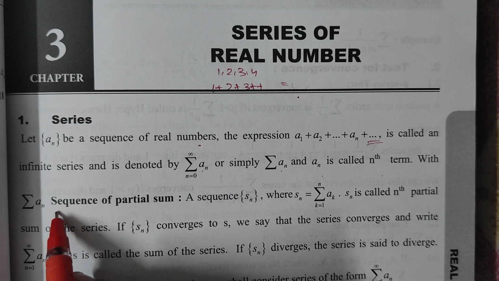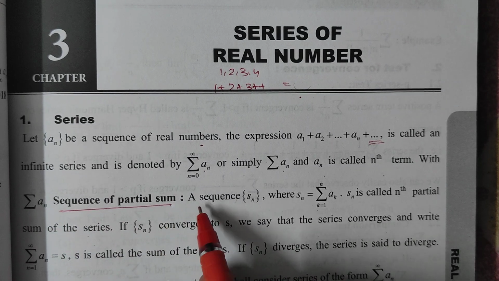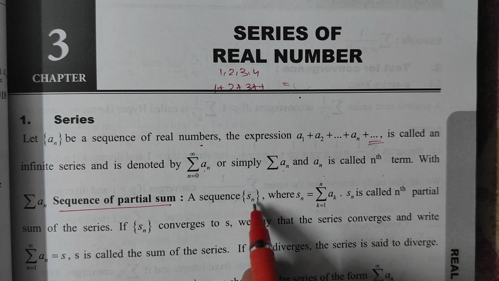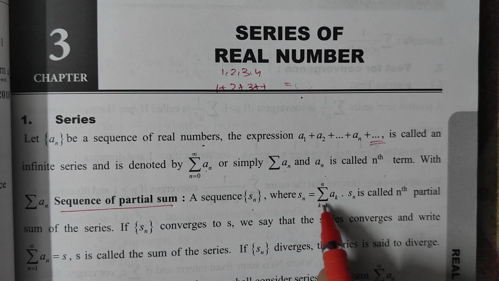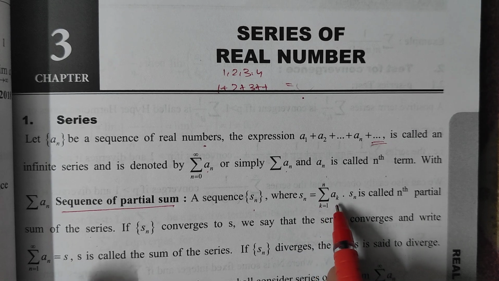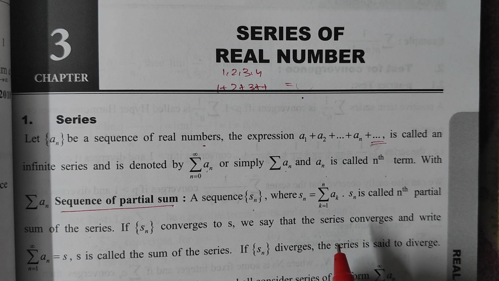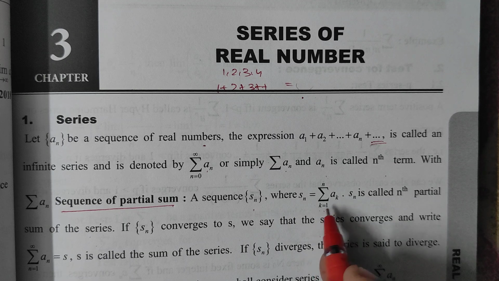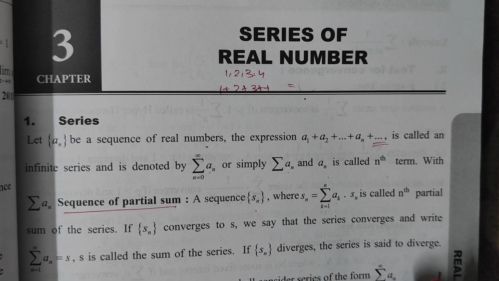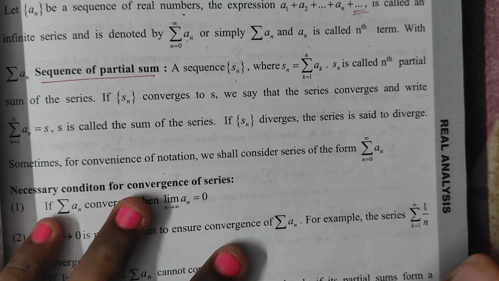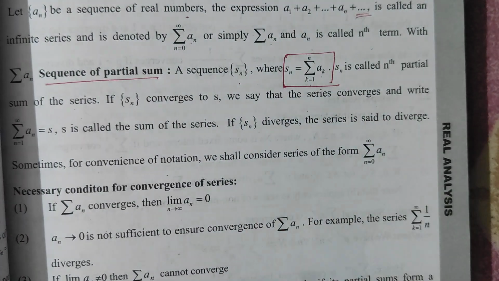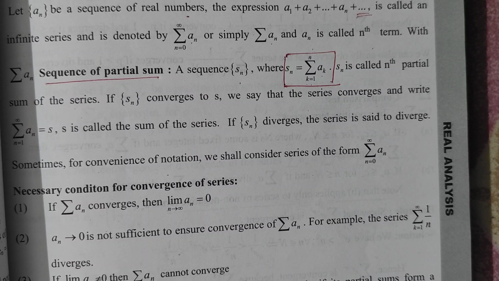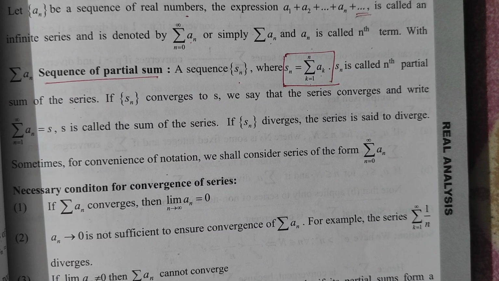We are going to see the sequence of partial sums. Suppose you are considering the sequence summation k equal to 1 to n of ak. You are considering up to one particular term, not up to infinity. So here, Sn equal to summation k equal to 1 to n of ak is called the nth partial sum of the series.